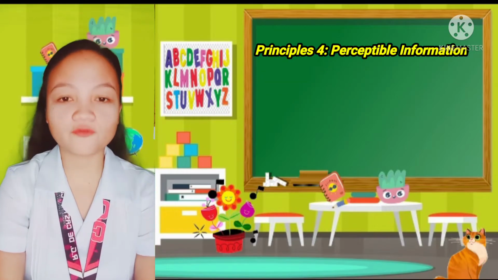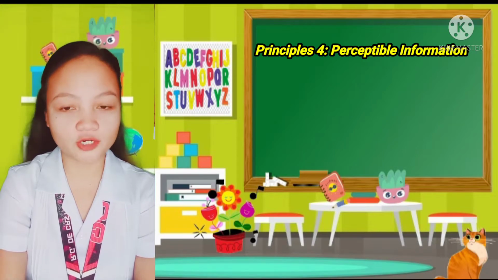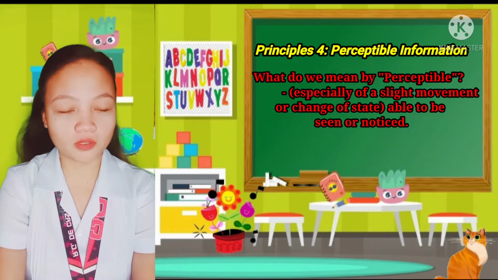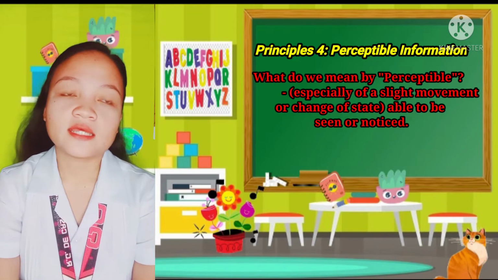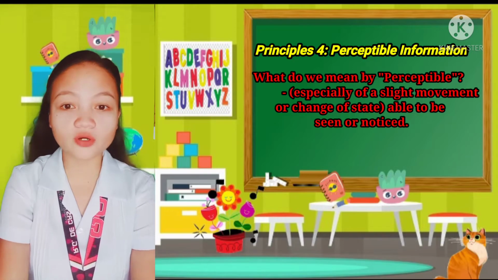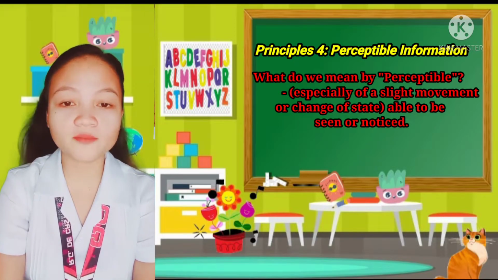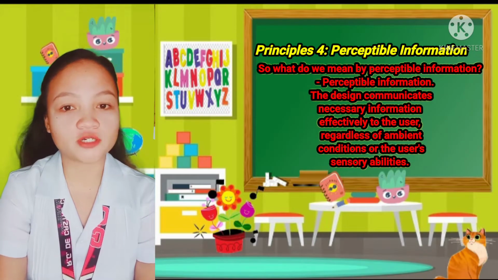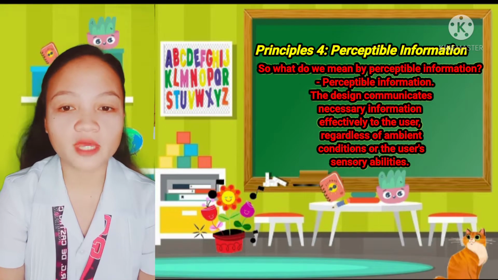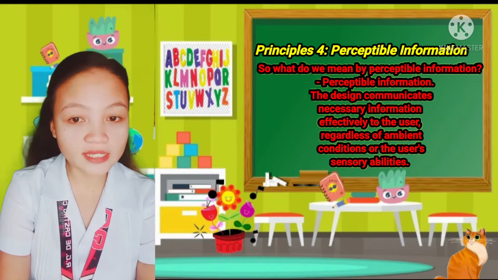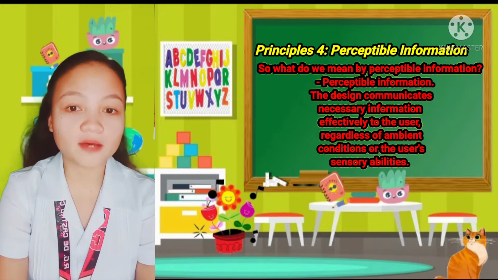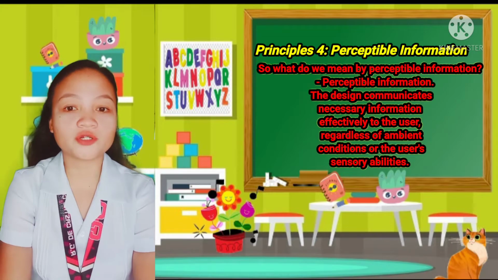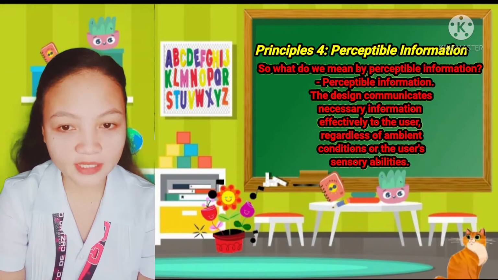So, principles for perceptible information. What do we mean by perceptible? Especially of a slight movement or change of state able to be seen or noticed. So what do we mean by perceptible information? Perceptible information, the design communicates necessary information effectively to the user regardless of ambient conditions or the user's sensory abilities.